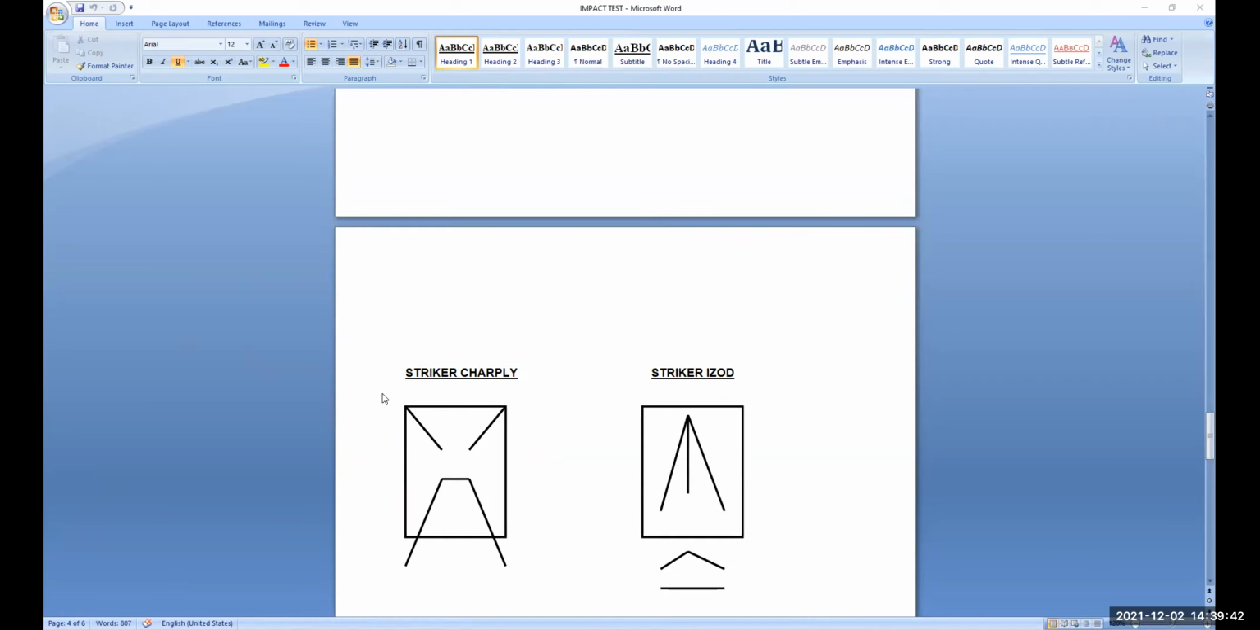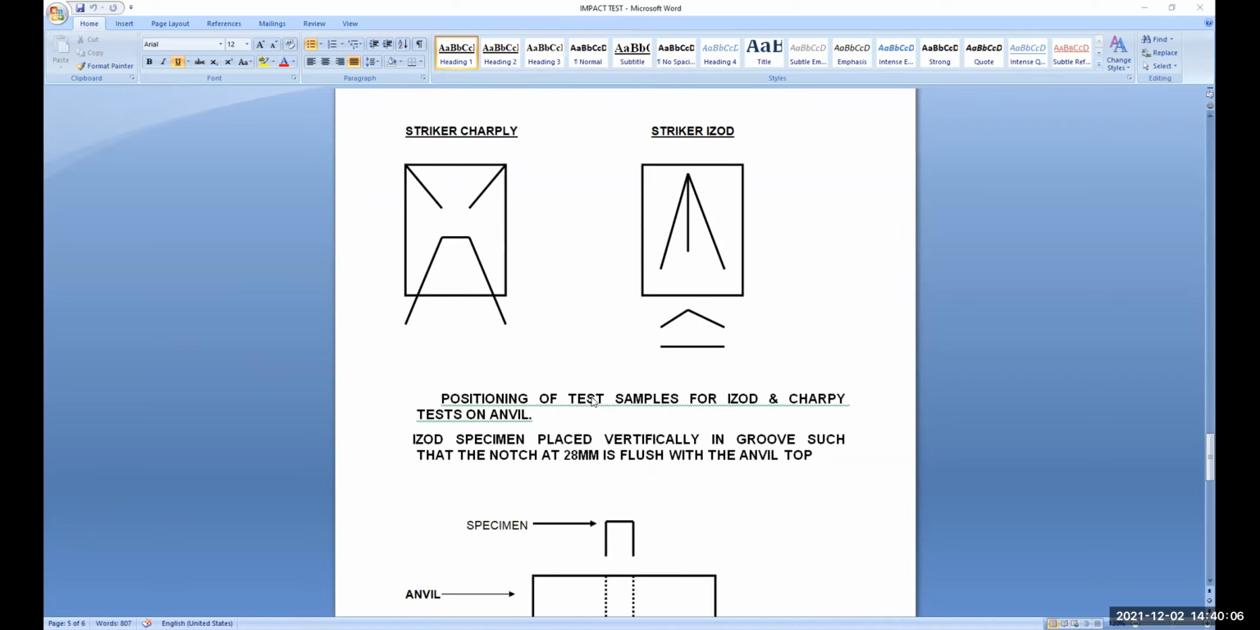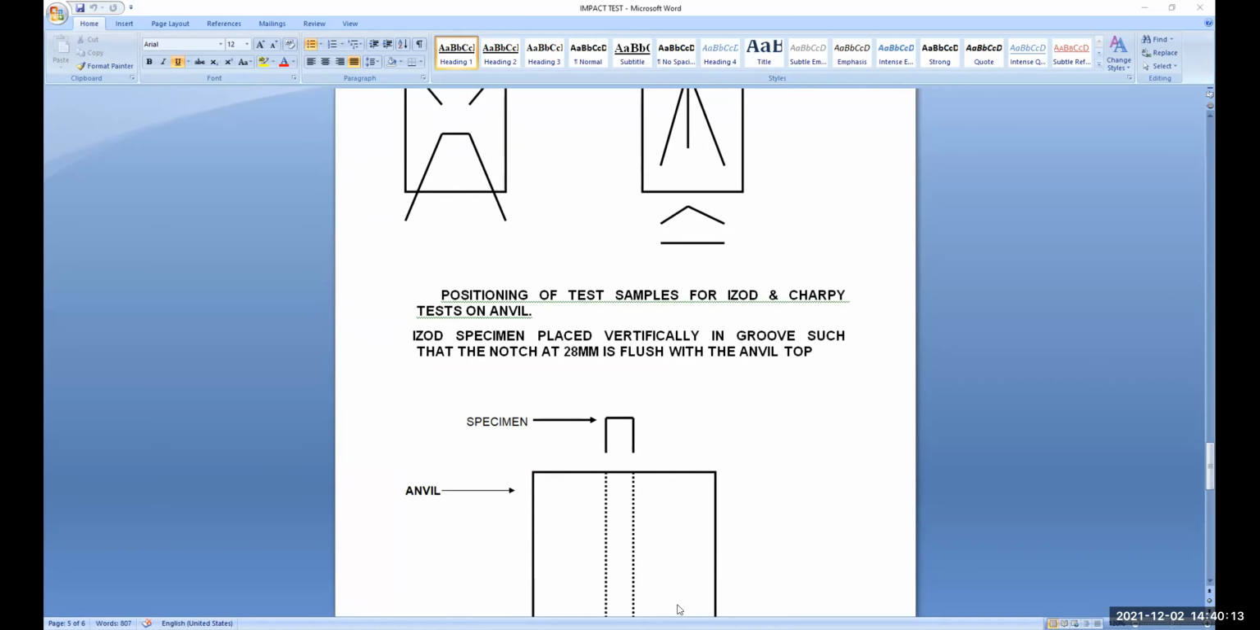I have told you earlier that the striker for Izod and Charpy is not the same, they are different. For Charpy, the end is straight and a particular notch is there. For Izod, the striker is always trying to break the material by taking the particular shape of the workpiece. For positioning of the test piece, for Izod, this is the anvil, and the Izod specimen is placed vertically over it.